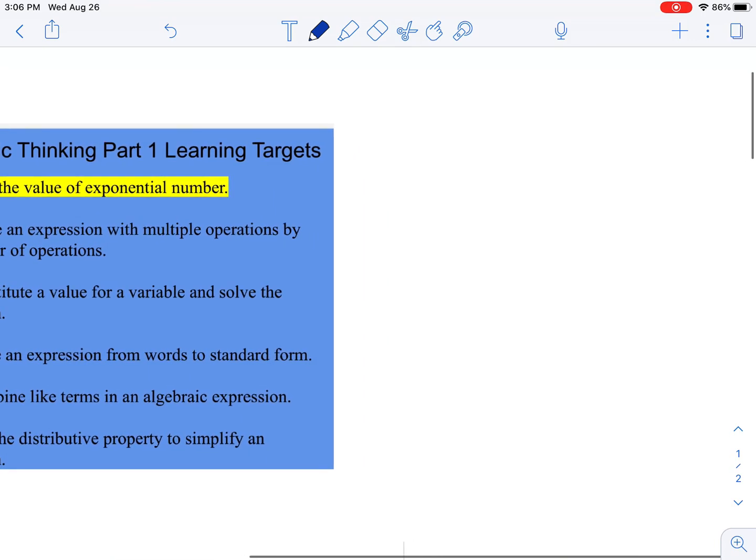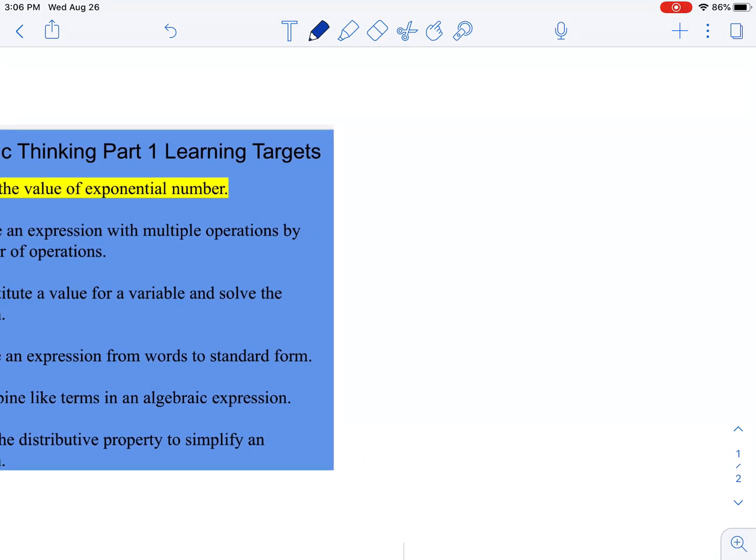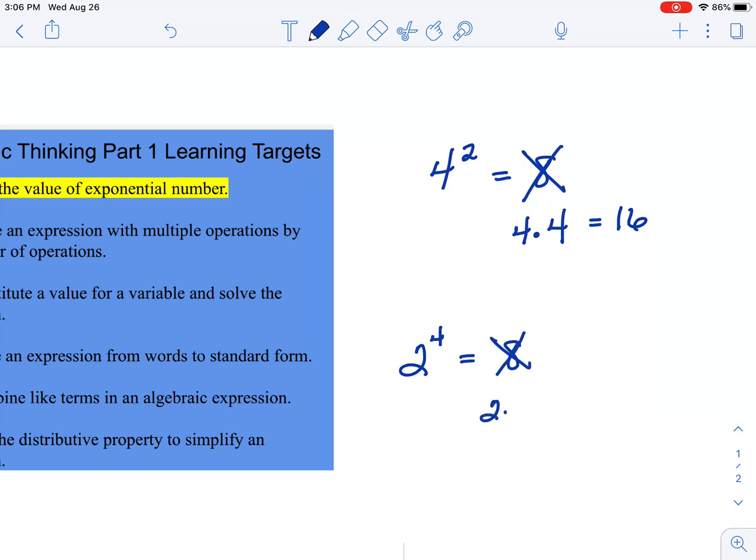Yesterday on your show me what you remember assignment, I think you had 4 squared was one of them, and a lot of you put 8 as your answer. And I know what you did, 4 times 2, but that's not what that means. This means 4 times 4, which equals 16. And then I have one on there, 2 to the 4th power. And again, a lot of you put the answer 8 because you said 2 times 4. No, this means 2 times 2 times 2 times 2. And so again, the answer is 16.